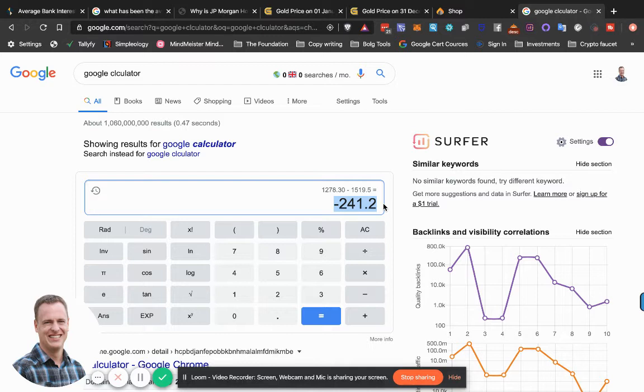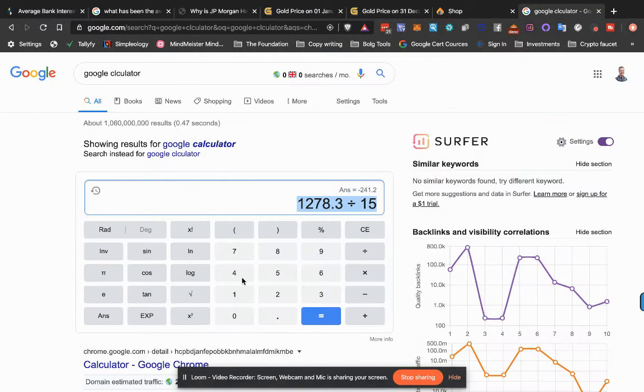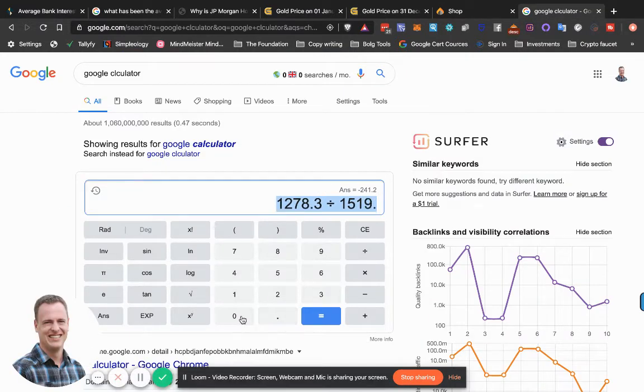Like for example, your interest rate at your bank account, right? We would take 1278.30 divided by 1519.50. Which would mean, all right, so I did that a little bit backwards. That would mean you had a 16% increase in your money over that last year.